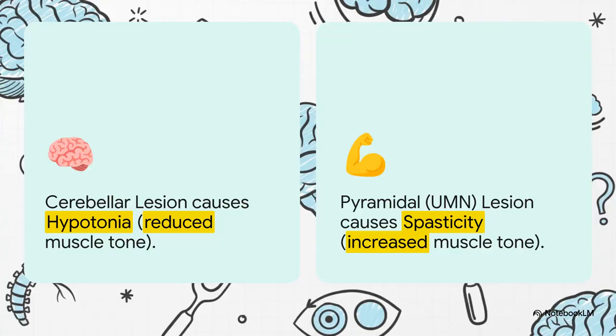All right, let's switch gears a bit and talk about another huge localizing clue: muscle tone. This is a big one for exams. On one hand, you've got cerebellar lesions. A patient with a problem in their cerebellum is going to have reduced muscle tone. We call it hypotonia. Think kind of floppy, clumsy. But on the other hand, if you have an upper motor neuron lesion, say in the pyramidal tracts, you get the total opposite. You get spasticity, increased tone. These are night and day. Nail this distinction, and that's an easy point on your test.